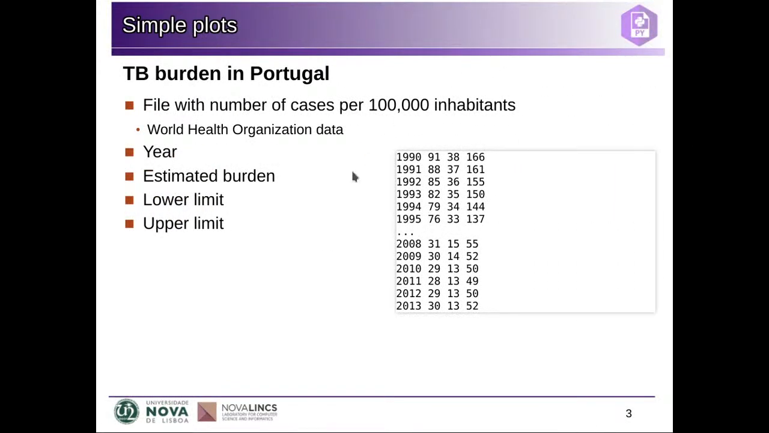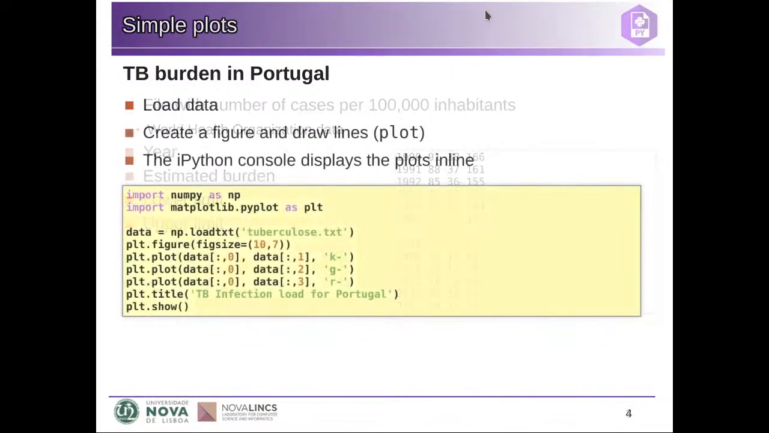We have this file with the tuberculosis burden in Portugal, with the number of cases per 100,000 inhabitants for different years. So this is data from the World Health Organization, and this matrix has 4 columns. The first one, the year; the second one, the estimated burden; and then the lower and upper limits in the confidence interval for the estimate. So in 1990, the estimate was 91 people with tuberculosis per 100,000 inhabitants, but with this confidence interval. So we want to load this data and represent it graphically.